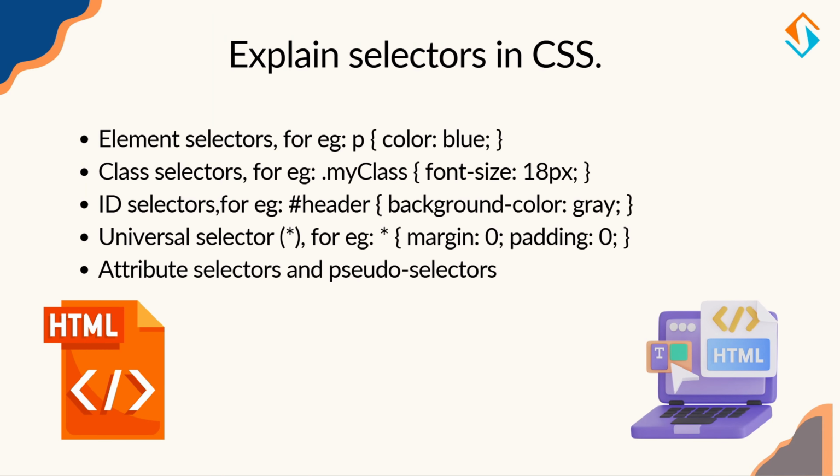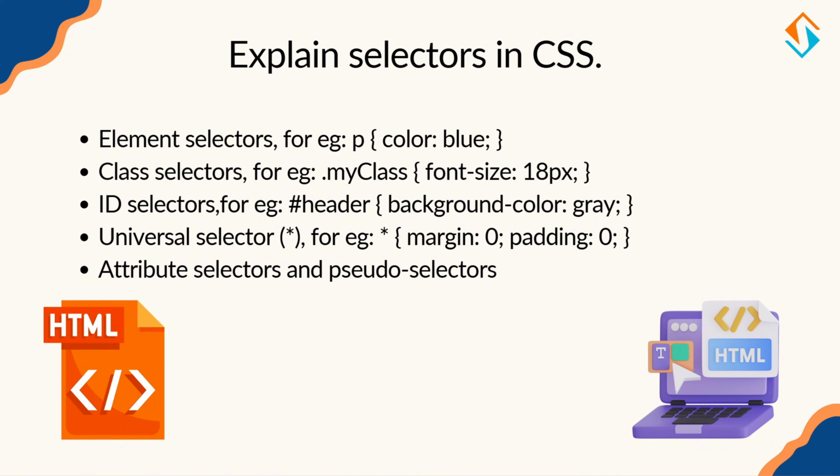Next question is, explain selectors in CSS. Alright, now that we know what CSS is, let's talk about selectors. A selector is basically how we choose which element we want to style. So the first we have element selector. It targets all the instances of a specific tag. For example, P curly braces inside which I have passed color blue and semicolon applies to all P tag elements.